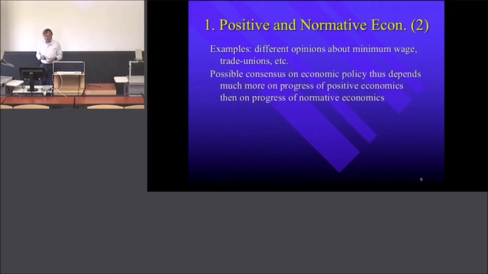This is a very important point, and therefore he says possible consensus on economic policy thus depends much more on progress of positive economics than on progress of normative economics. And I think he's absolutely right. This is a very important message. So people do have different interests. But what he's simply saying here is that it depends more on progress of positive economics, so that the tendency is to undervalue the difference in the descriptive part. That is his point. That's not an absolute statement.